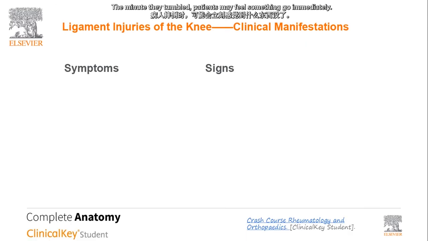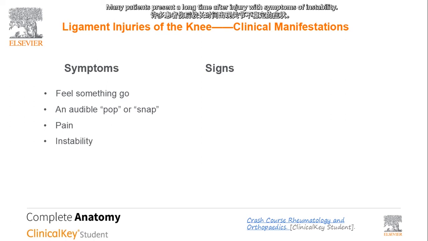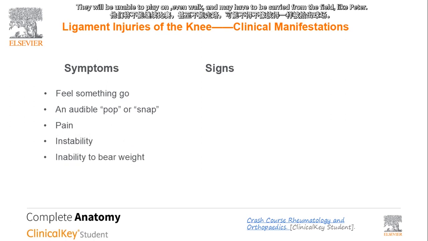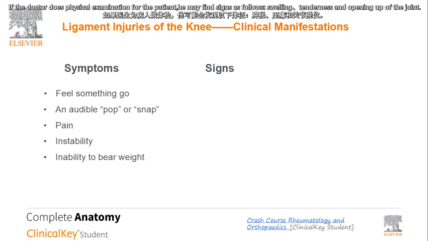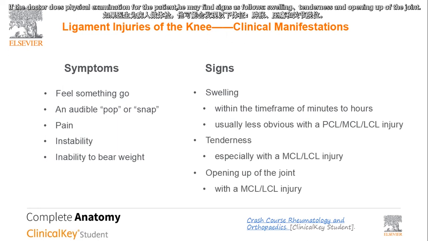The minute they tumbled, patients may feel something go immediately. They are commonly associated with an audible pop or snap. When there is an injury, there is always pain. Many patients present a long time after injury with symptoms of instability. They will be unable to play on, even walk, and may have to be carried from the field, like Peter. If the doctor does a physical examination for the patient, he may find signs as follows: swelling, tenderness, and opening up of the joint.